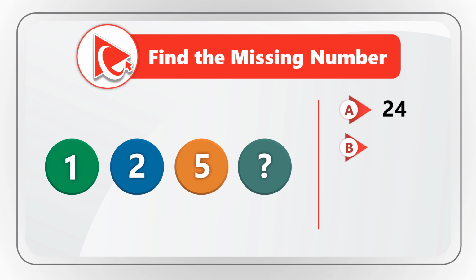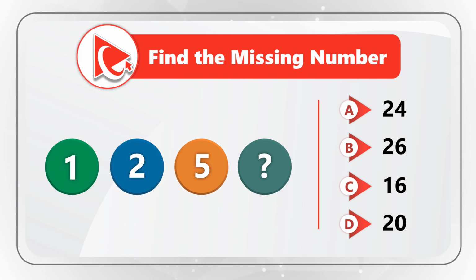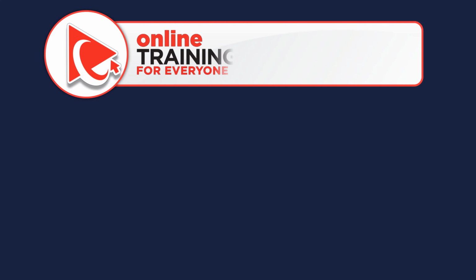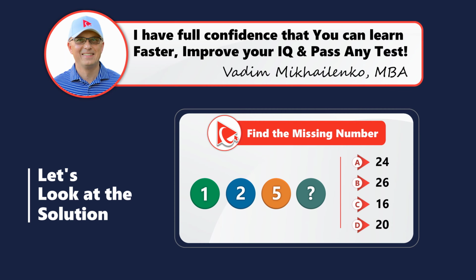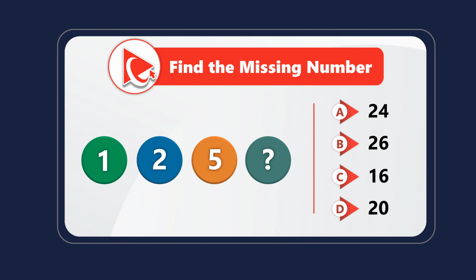Choice A, 24. Choice B, 26. Choice C, 16, and last but not least, choice D, 20. Take a close look to see if you can calculate the final answer. Are you ready? I hope you found the answer because it's so easy to calculate. Let's move forward so I can share with you my version of the solution. And obviously, if you have a better way to solve it, please make sure to post in comments.